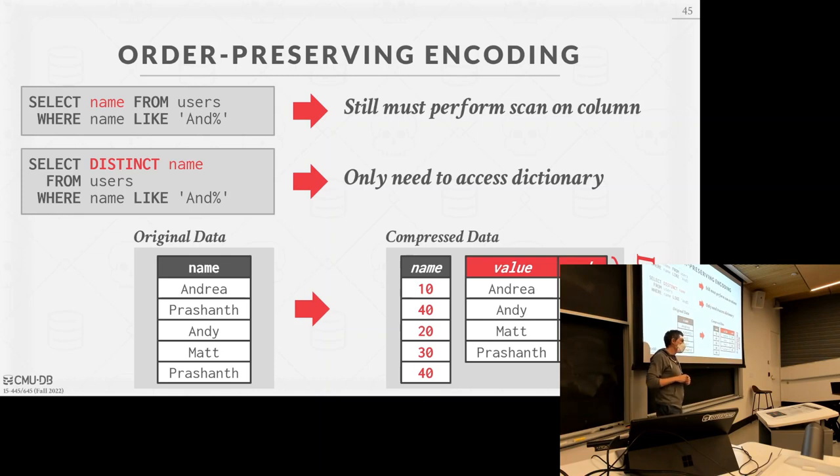Yes? Would the dictionary also store how many references there are to each name? Some, you can do that. If you assume that the block or segment for a given column is immutable, then yeah, you could pre-compute a bunch of these things ahead of time.